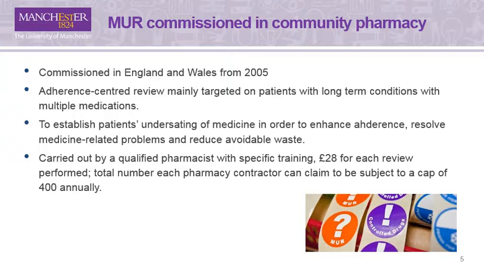The service requires pharmacists to organise the MUR as a one-to-one consultation and to offer this to patients annually. This allows pharmacists the opportunity to hold private conversations about the patient's daily use of medicines. These interactions differ from the limited and brief shop floor counselling encounters that occur at the time when medicines are handed to patients. The NHS provides a fee of £28 for each review performed and allows a total number of 400 annually that each pharmacy contractor can claim.